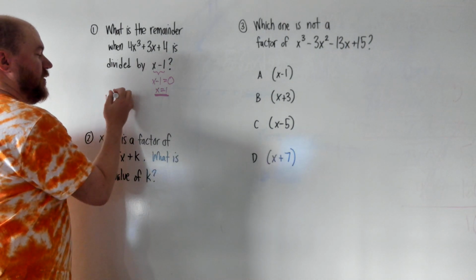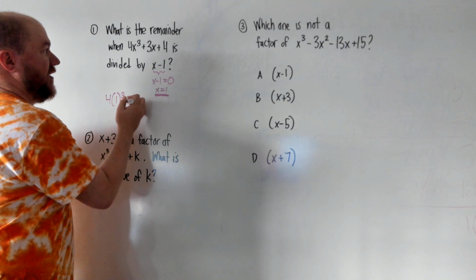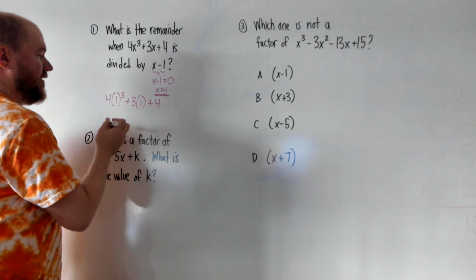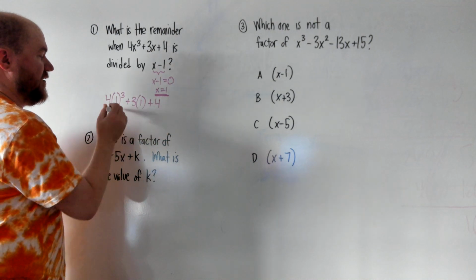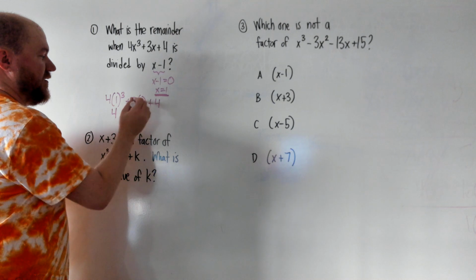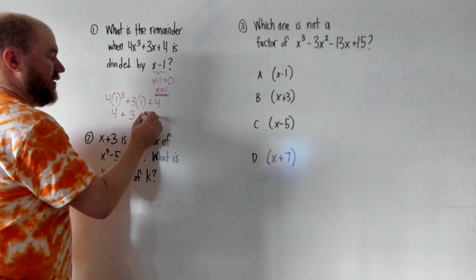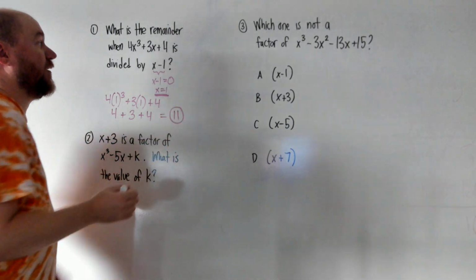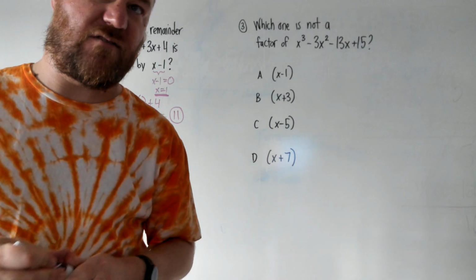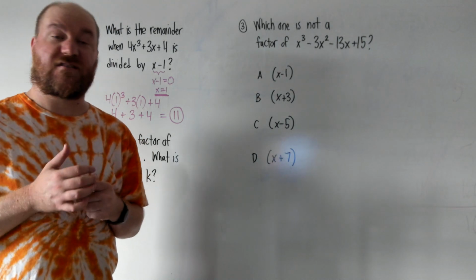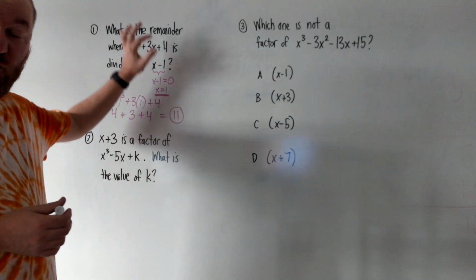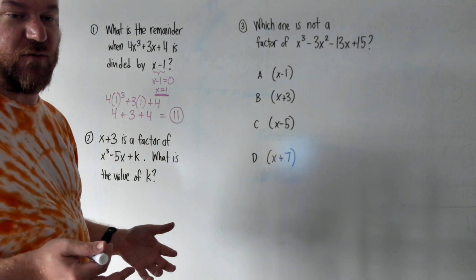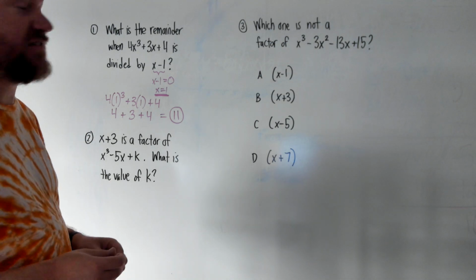So if we do 4 times 1 to the third plus 3 times 1 plus 4, and evaluate this, we get 1 to the third, which is 1, times 4. 3 times 1 is 3, plus 4. We evaluate it and we get 11. That means if I were to actually do the division, the remainder works out to be 11. Like I said, you could divide it out, but this theorem lets you avoid all the work that would take you a lot longer to do.